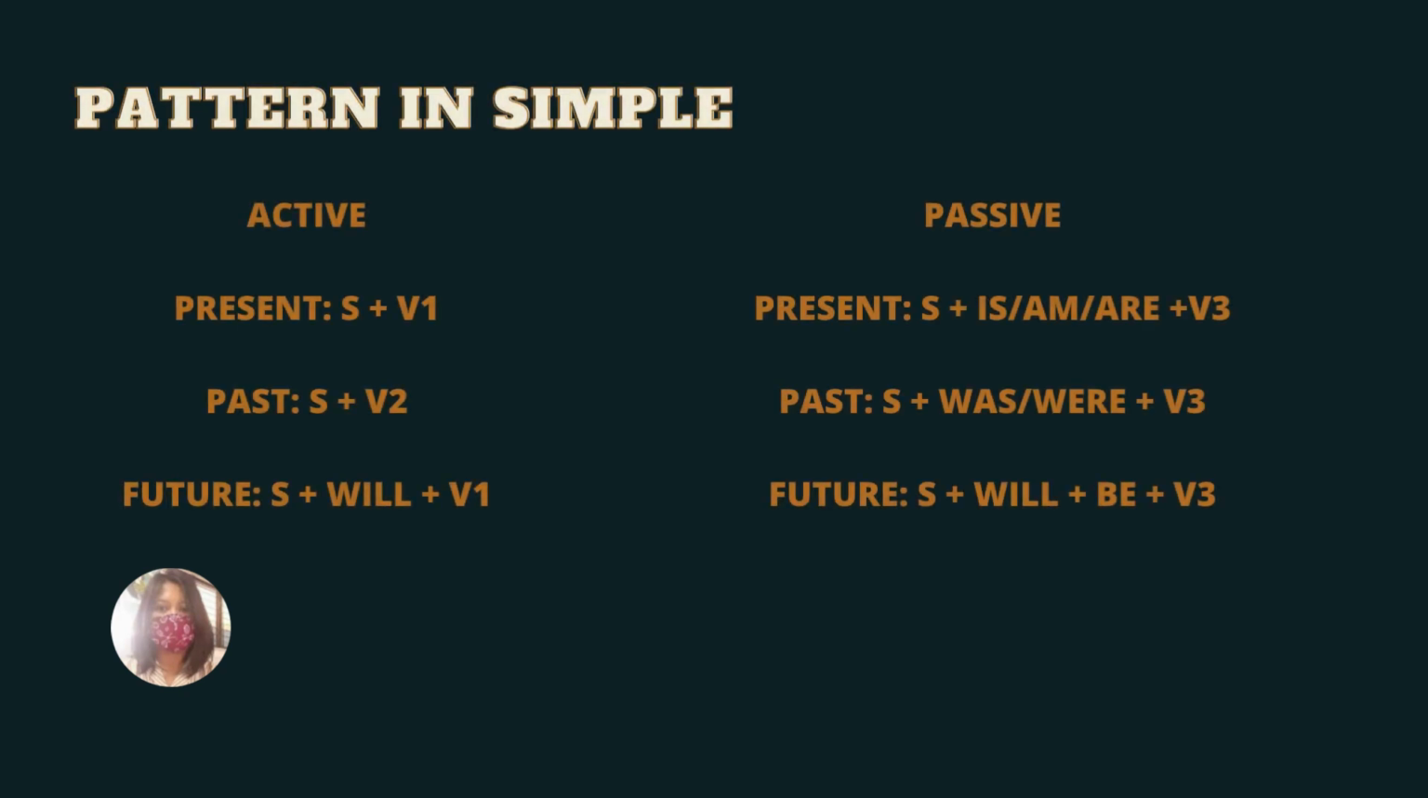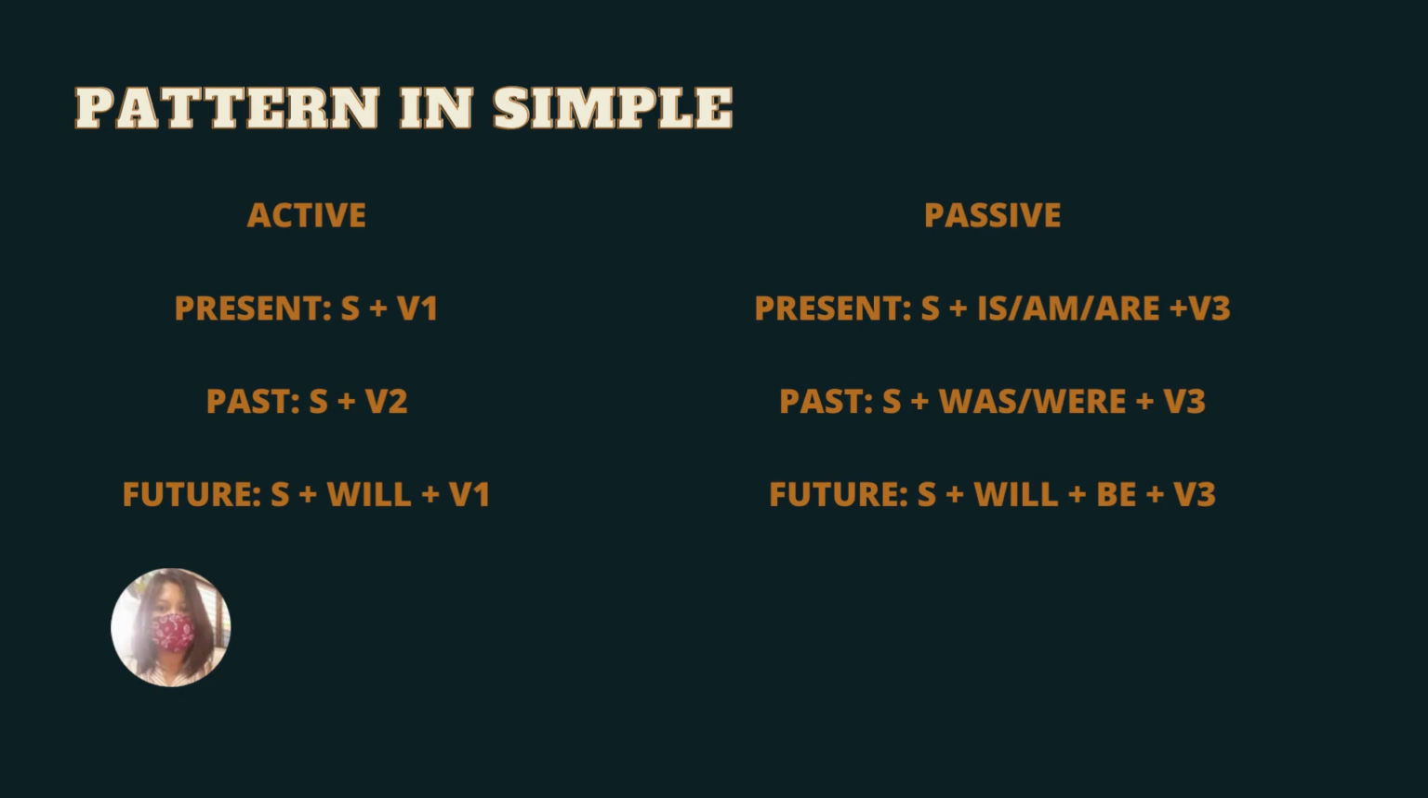Okay, first of all, let's talk about the pattern here. The first one that I want to explain is the pattern in simple. That's about present simple, past simple, and also future simple. Remember the active in past simple will be subject plus verb 2. In the present simple, subject plus verb 1. And in the future, subject plus will plus verb 1. Remember those things here.